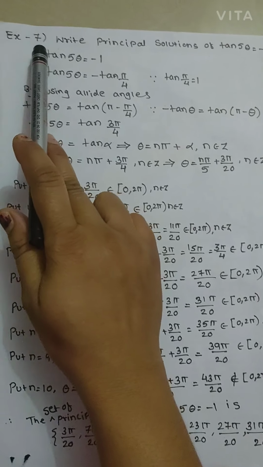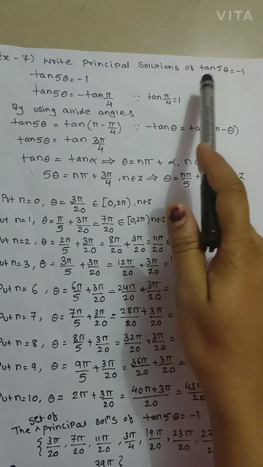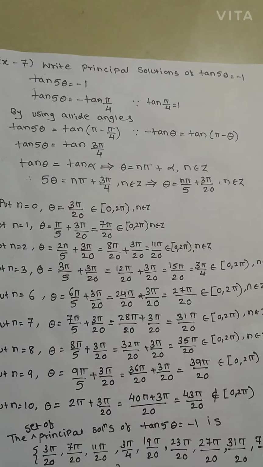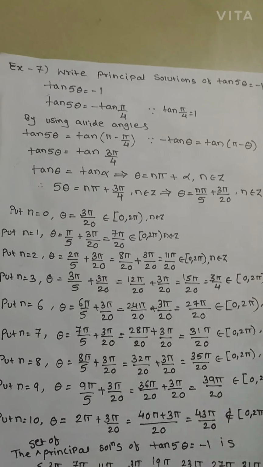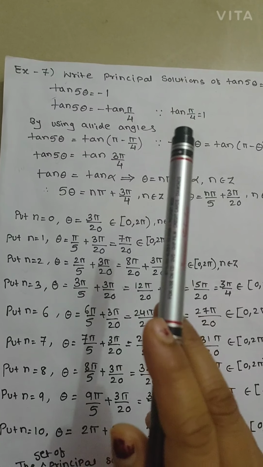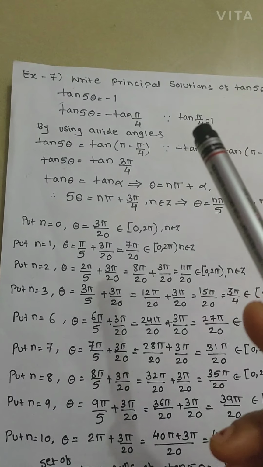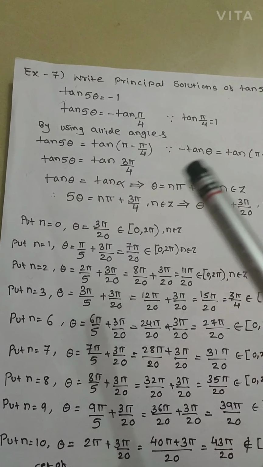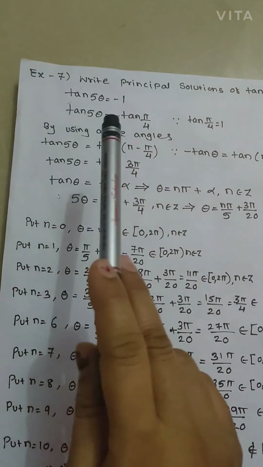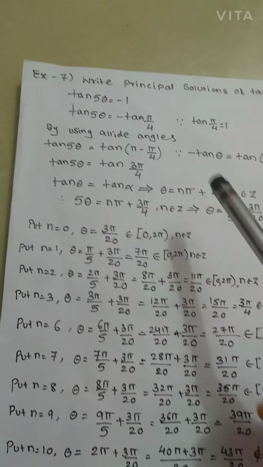See, this is our last problem, example number 7. Write the principal solutions of tan theta equals minus 1. Now given that tan theta is equal to minus 1, we know that the value of 1 is tan 45, so write down tan theta equals minus tan 45. 45 means pi by 4.